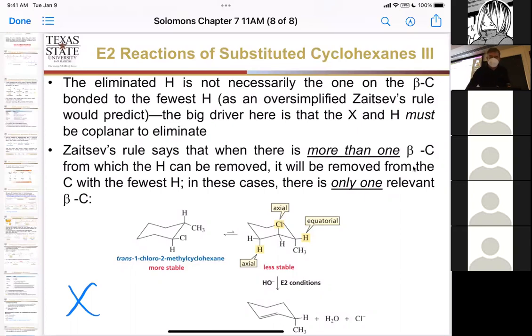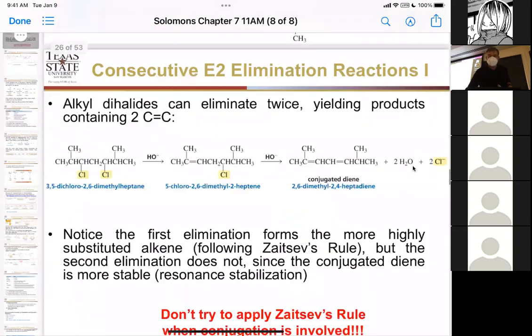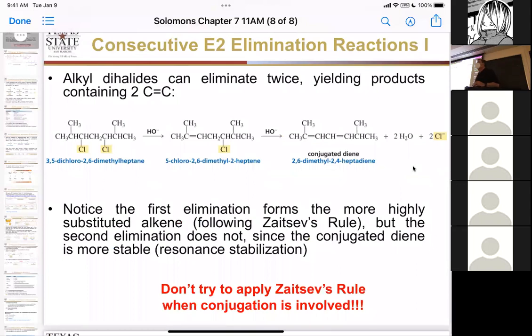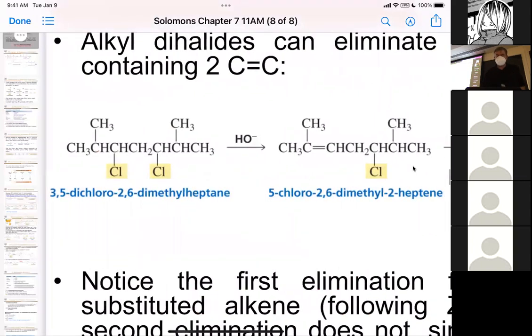So now we're going to switch gears a little bit and tell you why the conjugated system does not follow Zaitsev's rule, okay? And it has to do with the stability of the intermediates. So when we see a compound where we have 2 halogens, one carbon apart, so it's like a 1,3, or in this case, it's actually a 3,5 dichloro compound here.